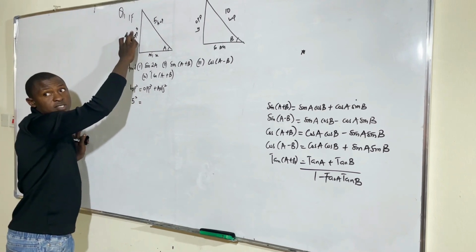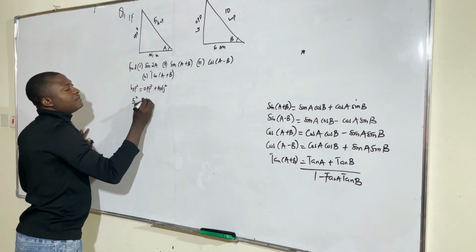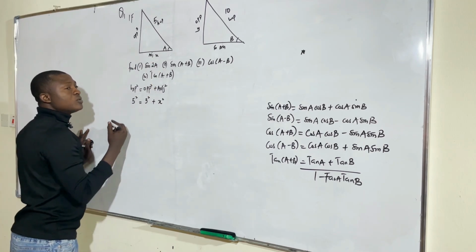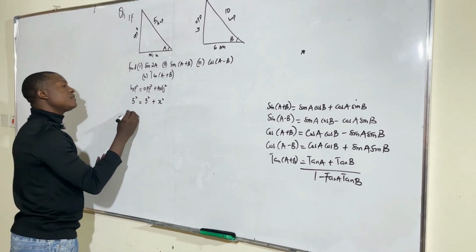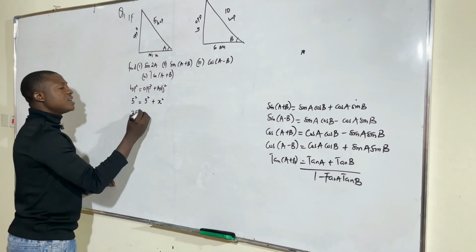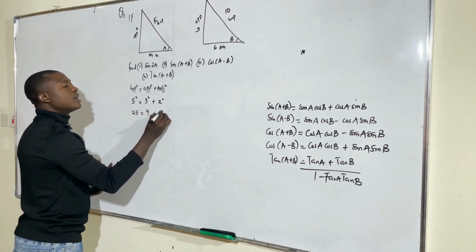We have 3. I have 3 squared. Everything that we have here is x. I have it as x squared. So 5 squared means 5 times 5. That's going to be 25. 3 squared means 3 times 3. That's going to be 9 plus x squared.